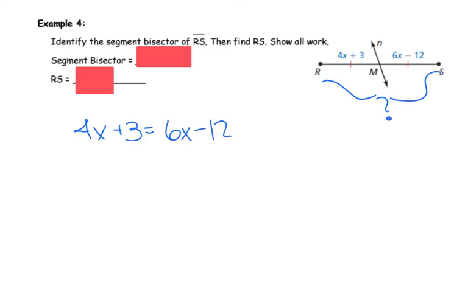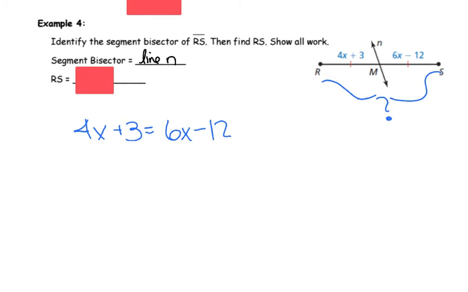All right, example 4. Same concept. Identify the segment bisector of segment RS, then find RS. Show all work. So essentially, what line is bisecting our segment RS? Hopefully, you identified it as line N. Okay, line N is bisecting segment RS.